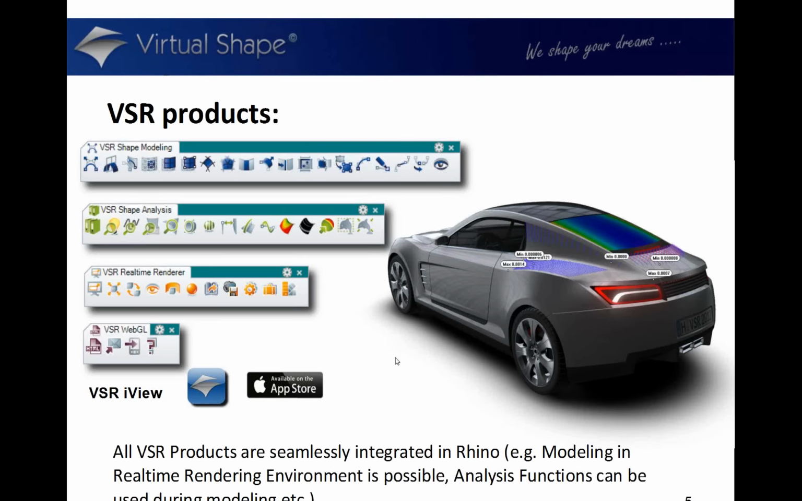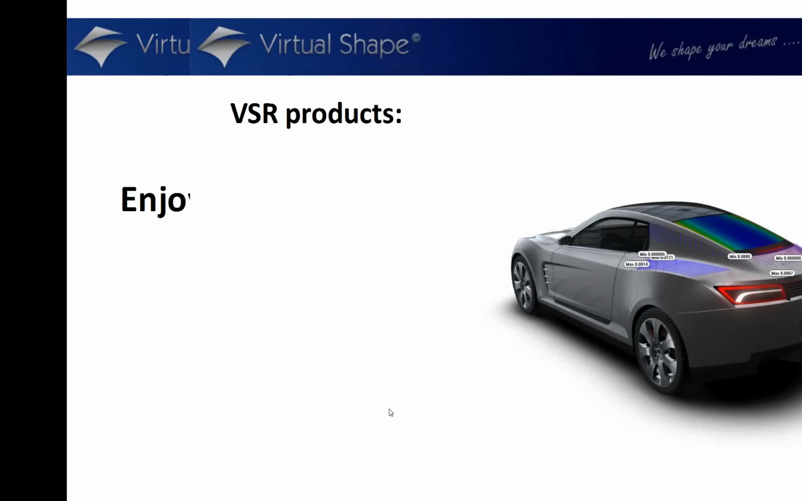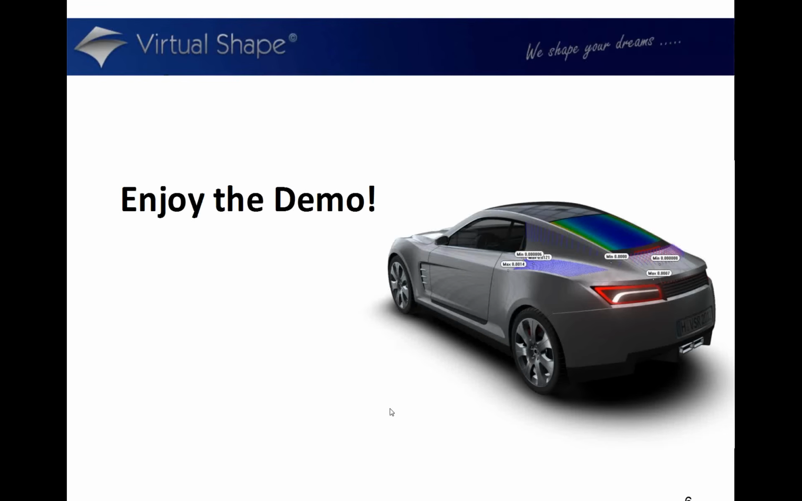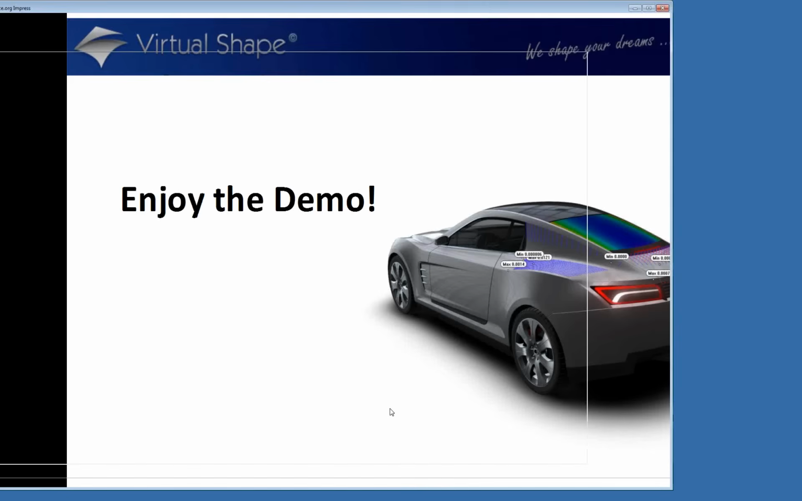All products are seamlessly integrated in Rhino, and for example the real-time renderer and the modeling, you can even model in the real-time rendering environment. That means it's not one or the other. All the analysis functions are associative, but I would say just enjoy the demo. It's better to see it live than on some PowerPoint slides.